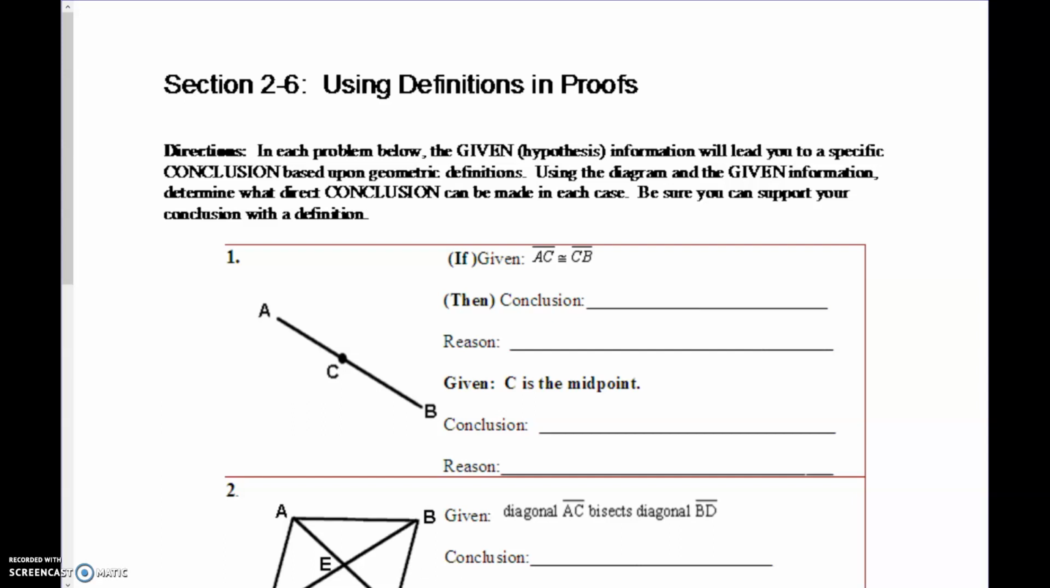All right, so your directions say: in each problem below, the given hypothesis will lead you to a specific conclusion based on geometric definitions. Using the diagram and given information, determine what direct conclusion can be made in each case. Be sure you can support your conclusion with the definition.